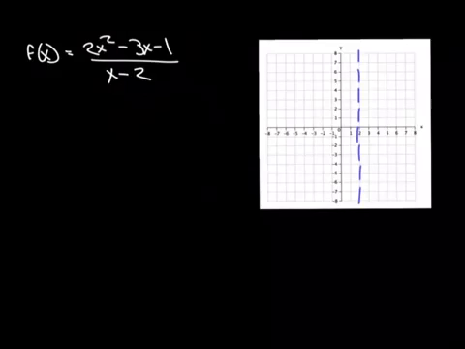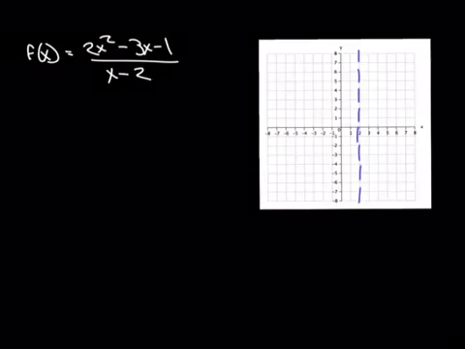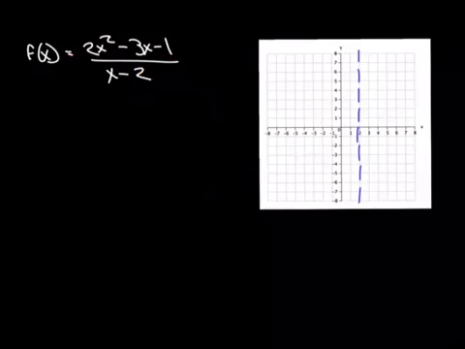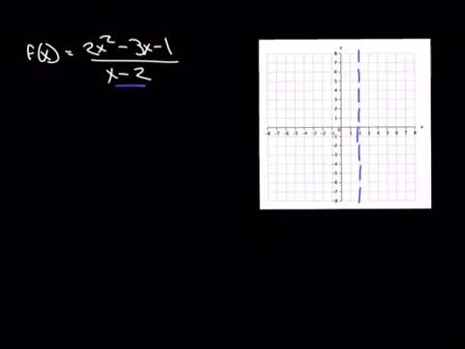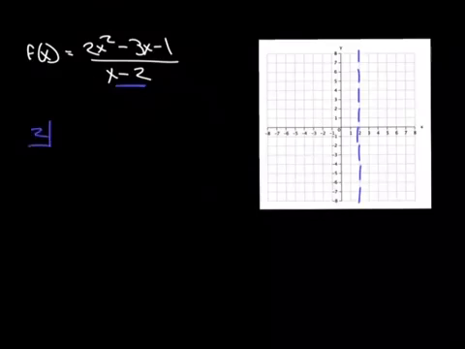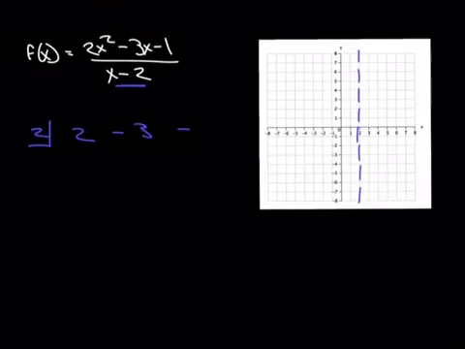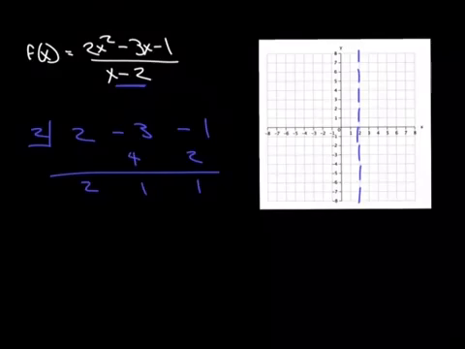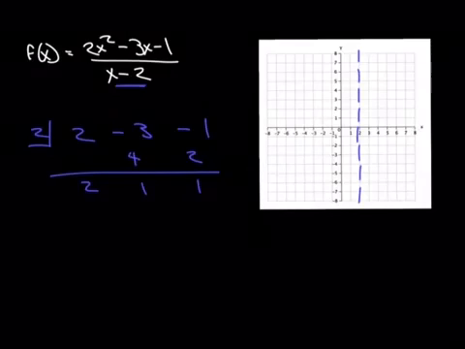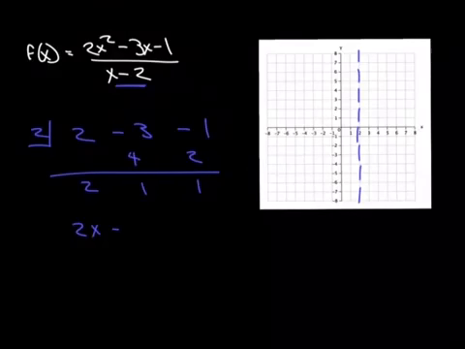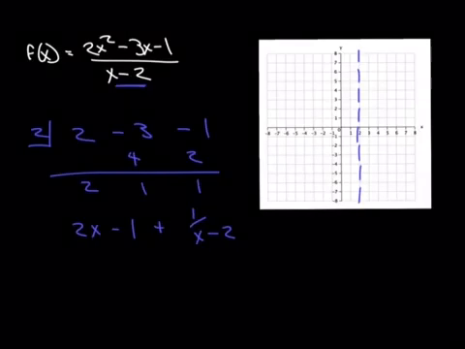So how do we find the oblique asymptote? What we're going to do is division. We're going to divide that, and we're going to use synthetic division. You can use long division if you want, but I would prefer using synthetic. 2, 4, 1, 2, 1. So we get 2x plus 1 plus 1 over x minus 2.